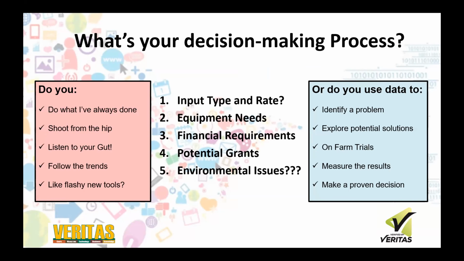As you get deeper into the precision ag, do I need different equipment, or do I already have what I need? Do I have the yield monitor? Do you have the planter? Are there grants out there that you could apply to help conduct these on-farm trials to get that data you need to figure out the right rates?